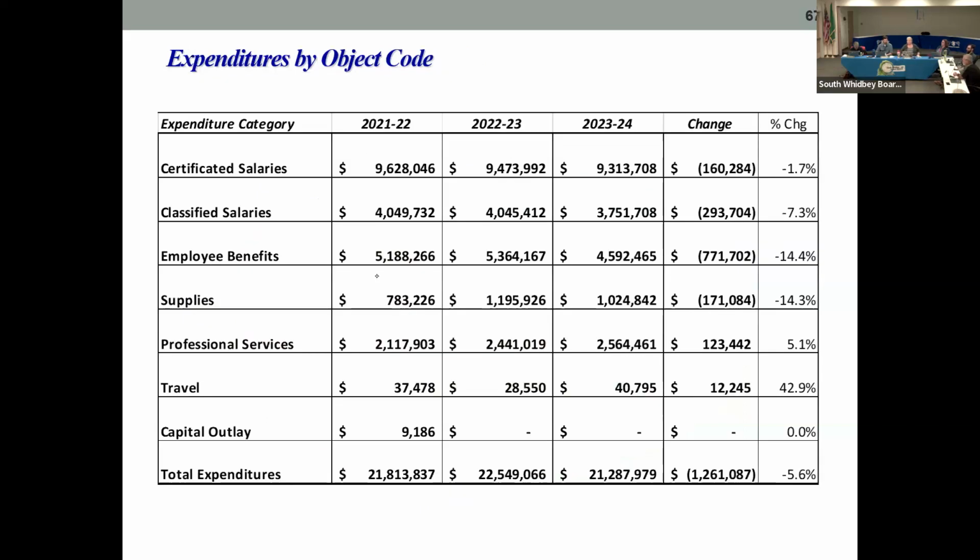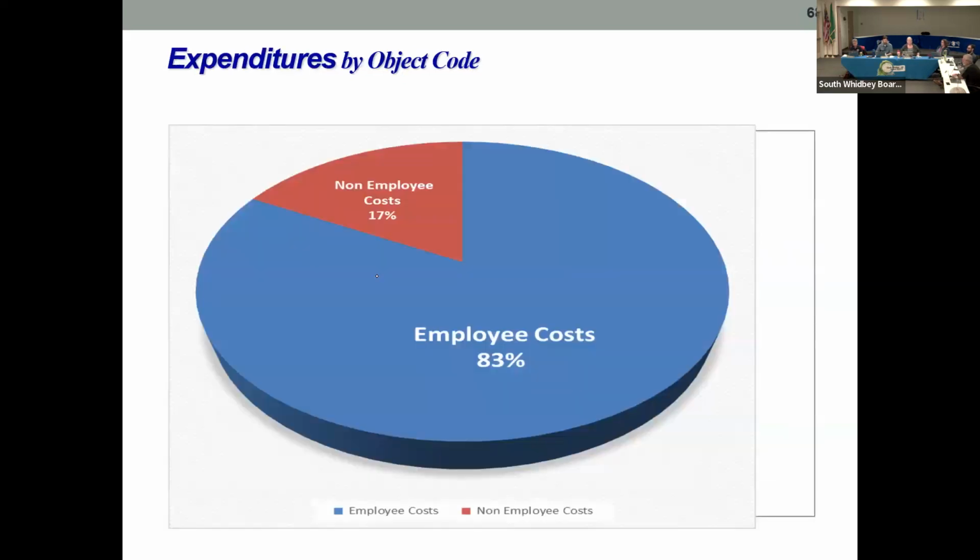So just a real quick look, you can see that certificated salaries are down 1.7%, classified 7.3%, employee benefits 14.4%. And I'll point out in a minute why there's such a big drop in that. Supplies going down, services going up because of some of the costs we talked about, and then travel going up, and that's because we didn't really have much travel in the previous year. So there's that same percentages.